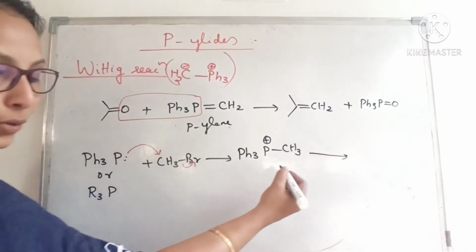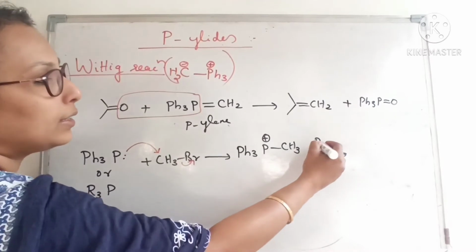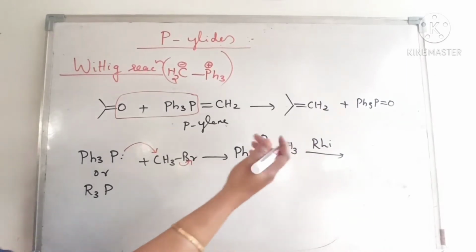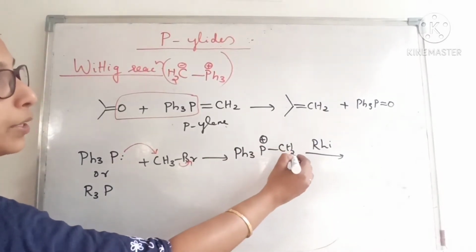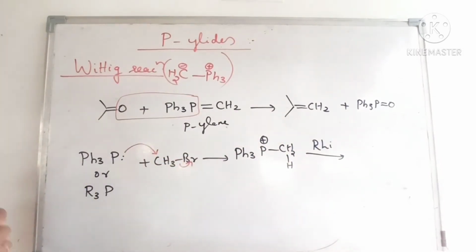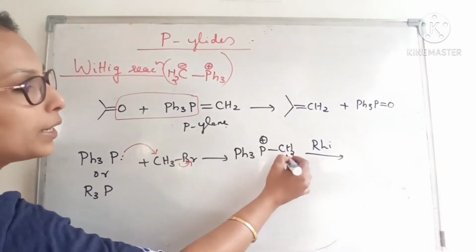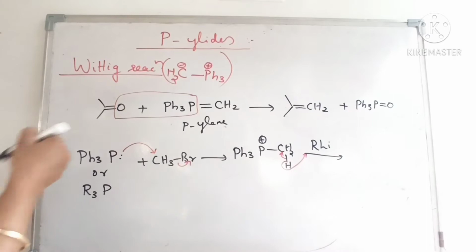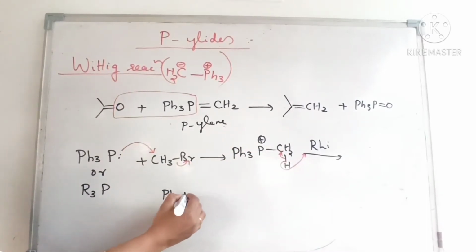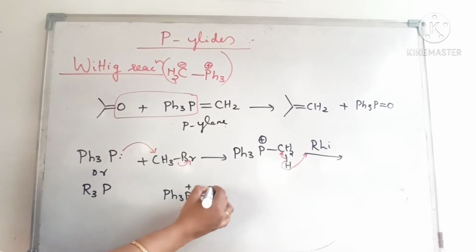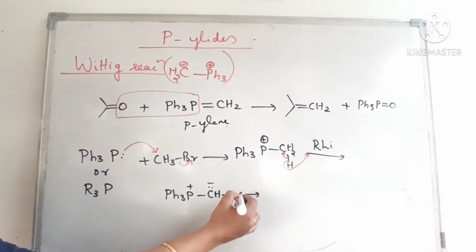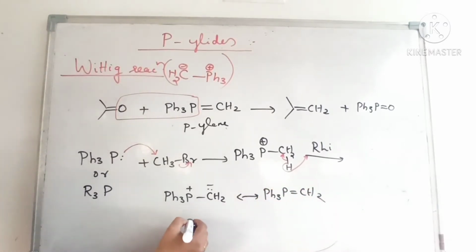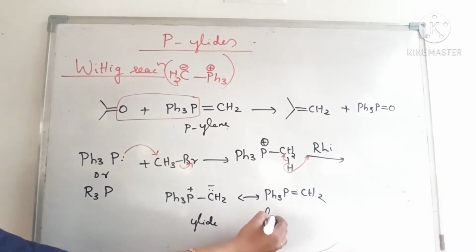Now what we have to do is treat with a strong base like alkyl lithium, sodium hydride, sodamide or an alkoxide base. Anything could be employed here, and this hydrogen will now be acidic in nature. It will be picked up by the base, and you will get the corresponding negative charge on the carbon. So this will be Ph3P plus CH2 with a lone pair, minus. There is a charge separation here. This could be written in this form also, P double bond CH2. So this is the ylide form, and this is the ylene form.